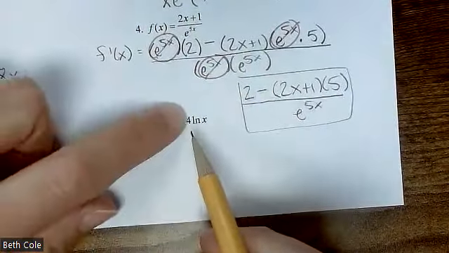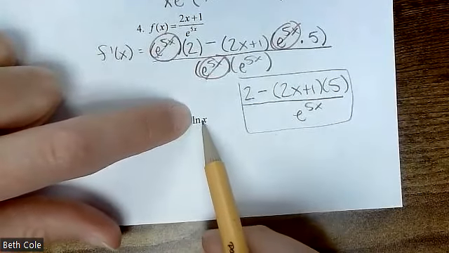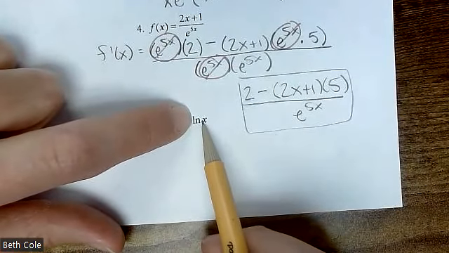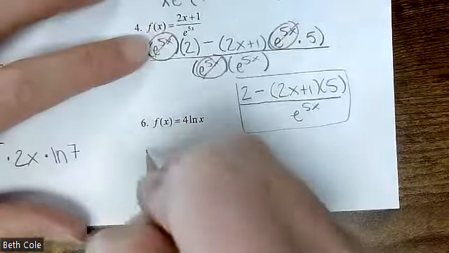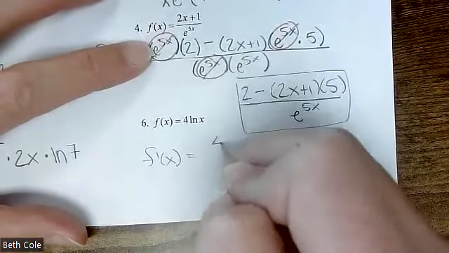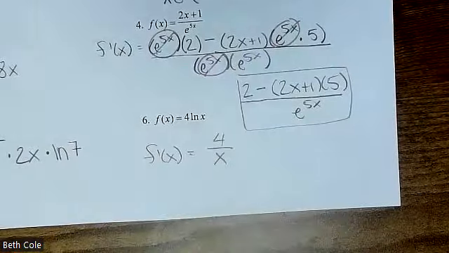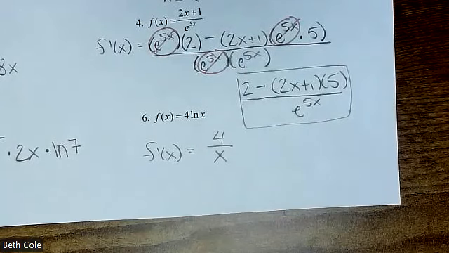All right. Ignore the 4 for just a second. The derivative of ln of x is 1 over x. It will be 4 over x. When there's a coefficient, it's just there. Coefficients are just there.